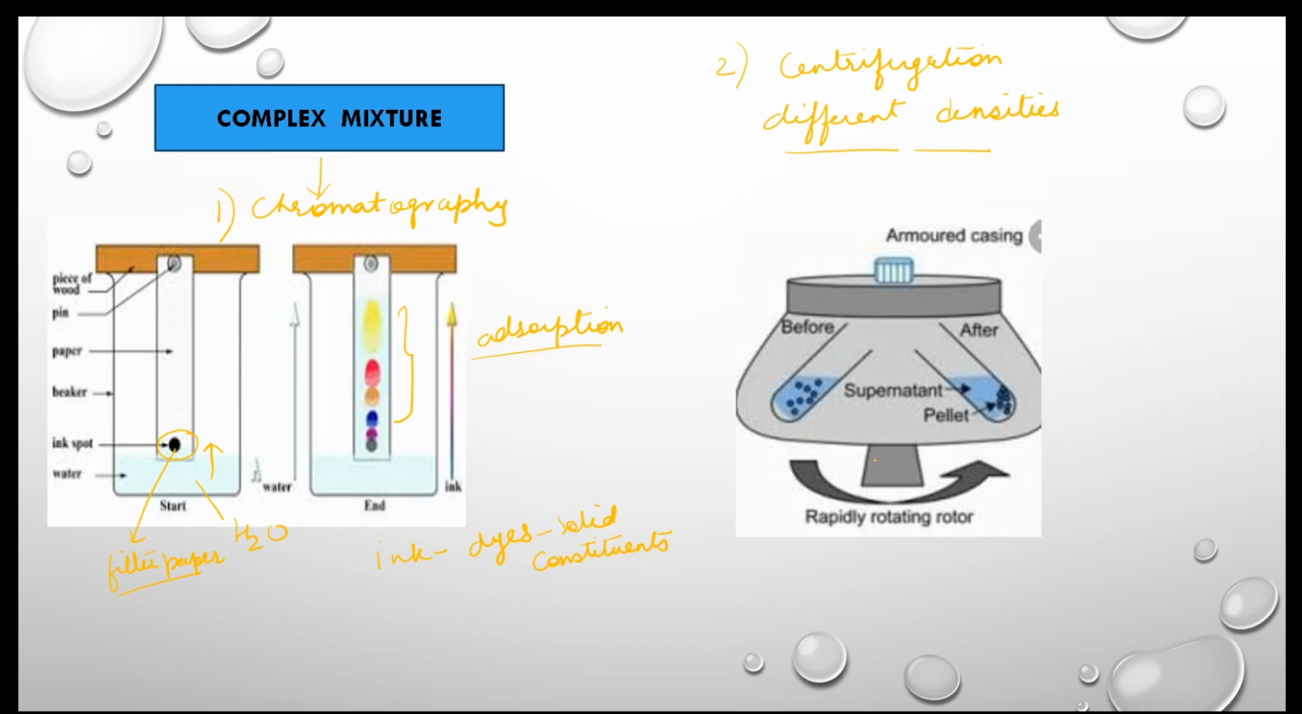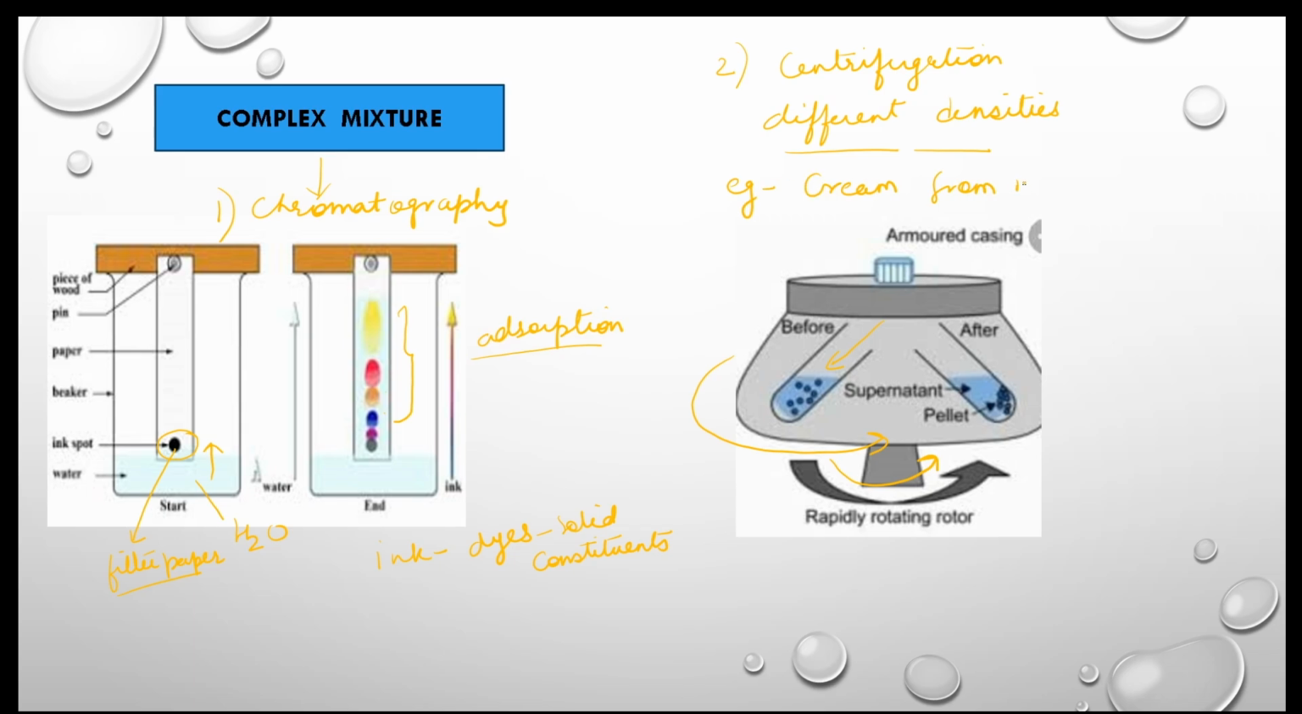So what is a centrifugal force? It is a force exerted by a revolving object. So this whole apparatus will be revolving. So as it will be revolving, what will happen? The more dense component will move away from the axis of rotation, and it will settle down at the base of the test tube. So if we talk about the example of separation of cream from milk.